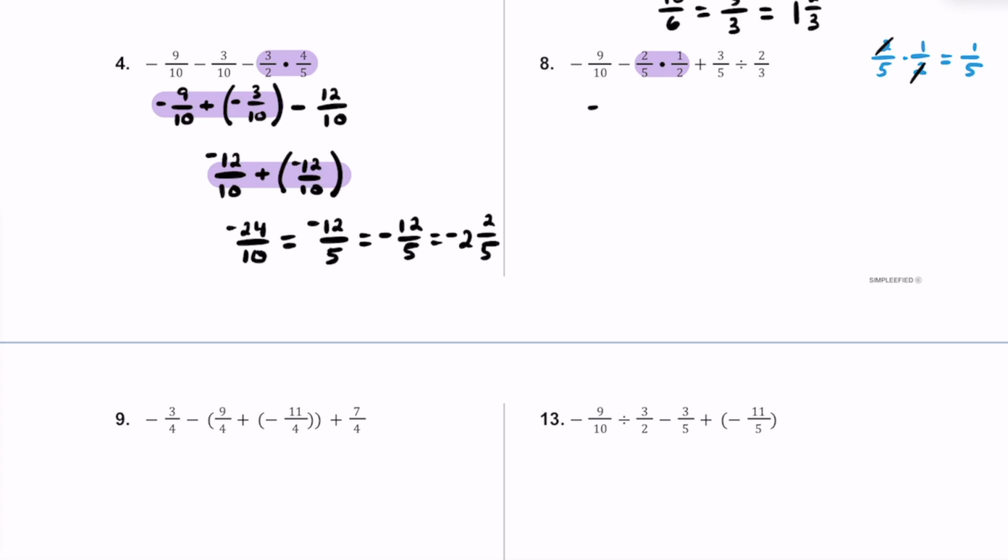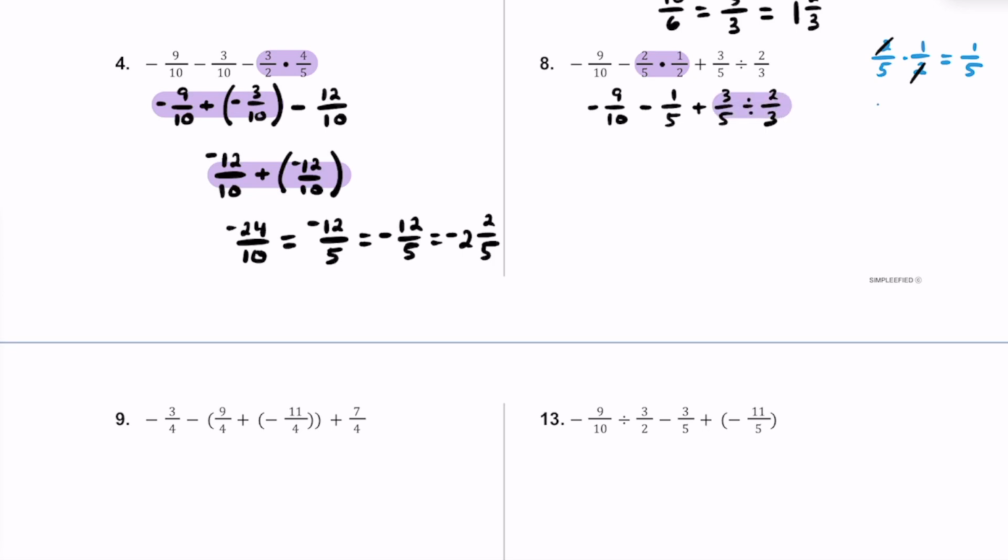So let's copy down this negative 9 over 10. And then we just found out that this is going to be 1/5. So let's write minus 1/5. And then plus, then we have this 3/5 divided by this 2/3. All right, so we have 3 operations left here. Between these 3, the division is going to get to go next.